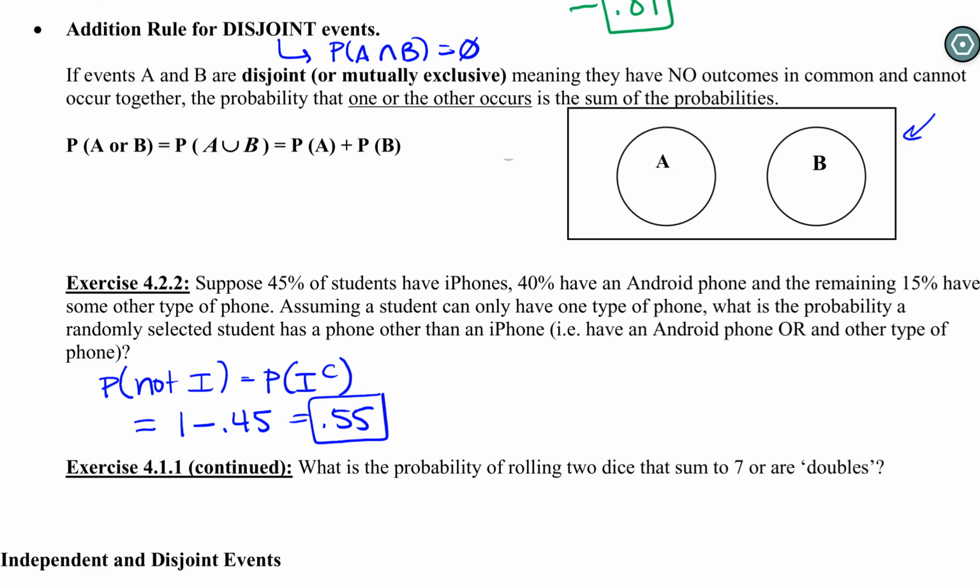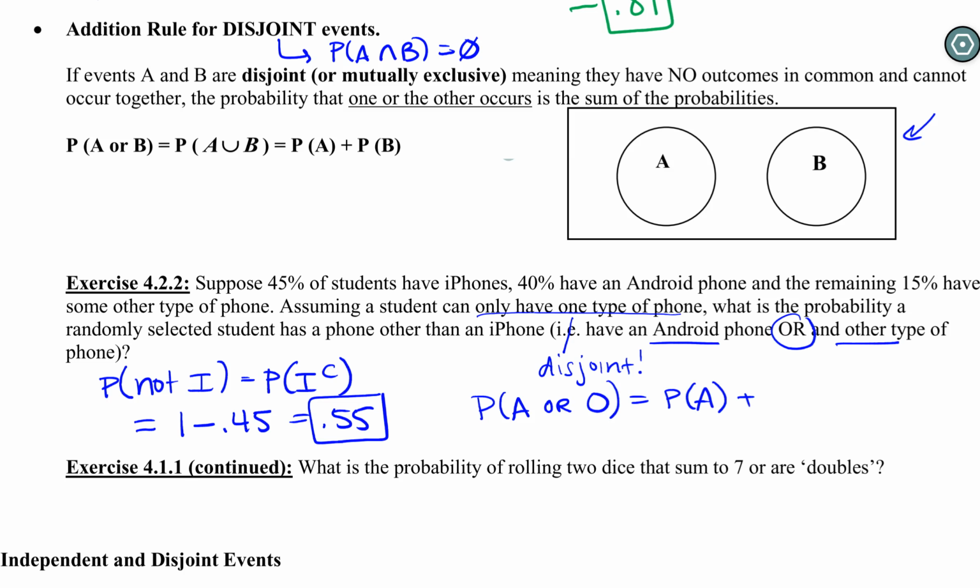The other way to think of it is what was written here. It could be Android or other. This is all under the assumption that a student can only have one type of phone, right? Non-overlapping. That is the key piece. This is what tells us that we're dealing with disjoint events. Since we have that, we could do this as an OR question. This question is also the probability of Android or other.